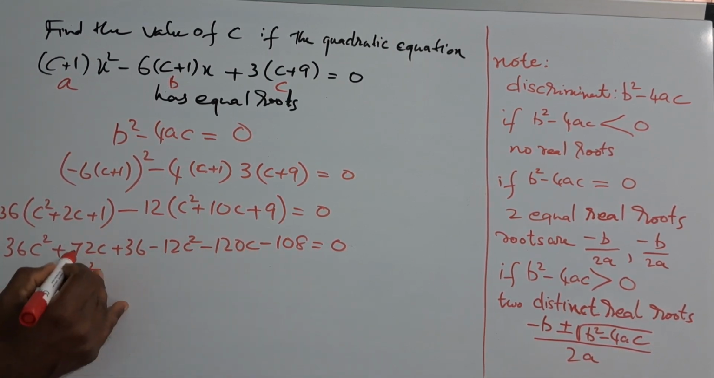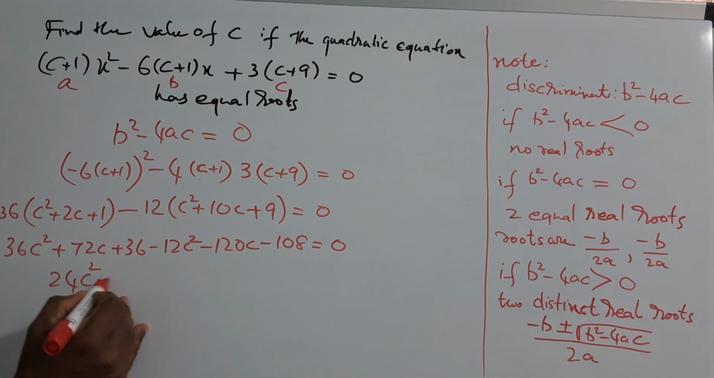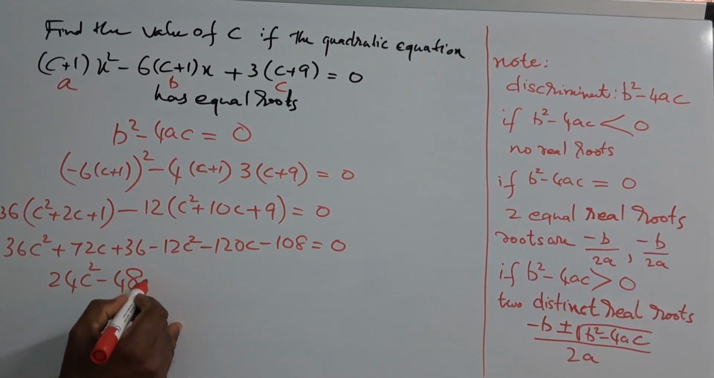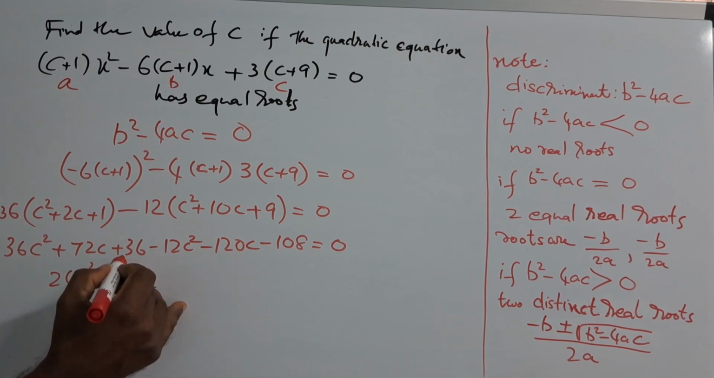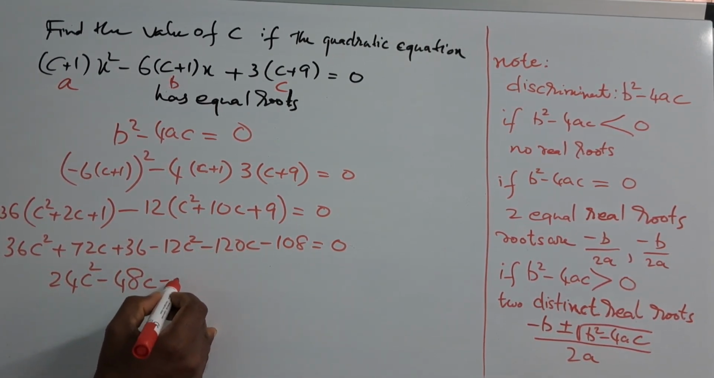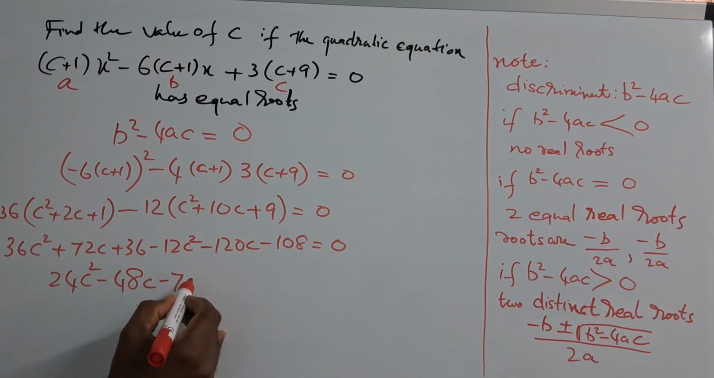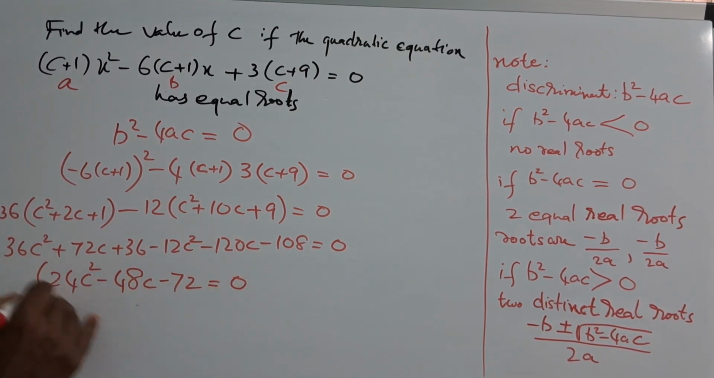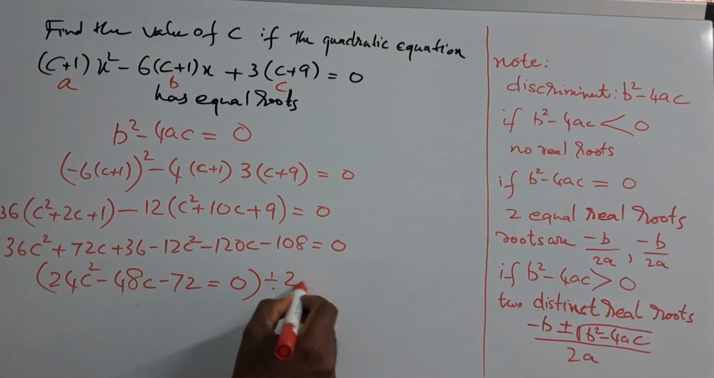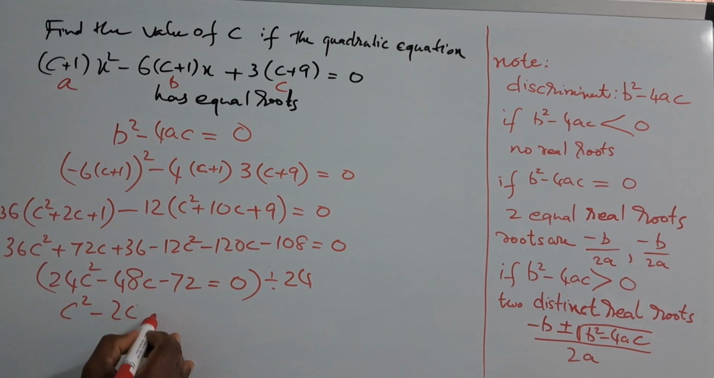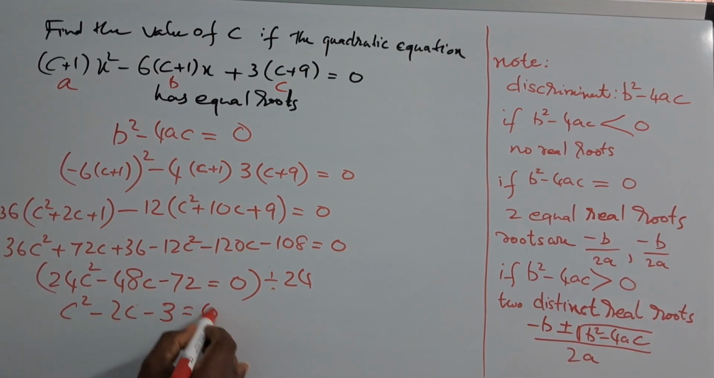Simplifying the equation, 36c square minus 12c square, 24c square, minus 120c and 72c, we have minus 48c, 36 and minus 108, minus 72 is equal to 0. Dividing the whole equation by 24, you get c square minus 2c minus 3 is equal to 0.